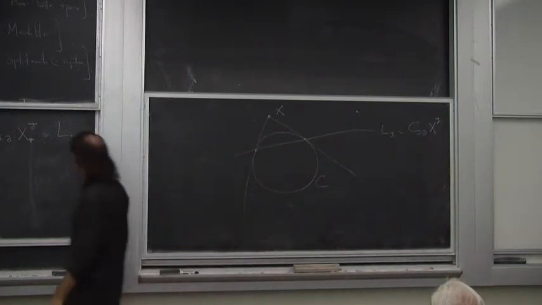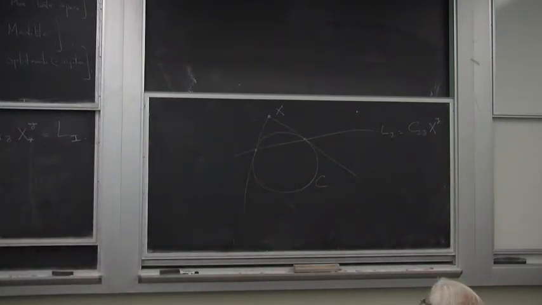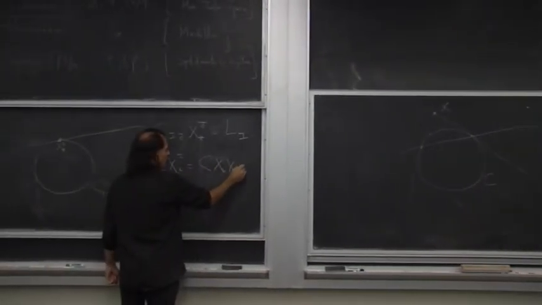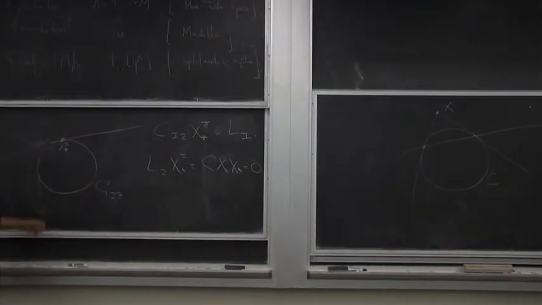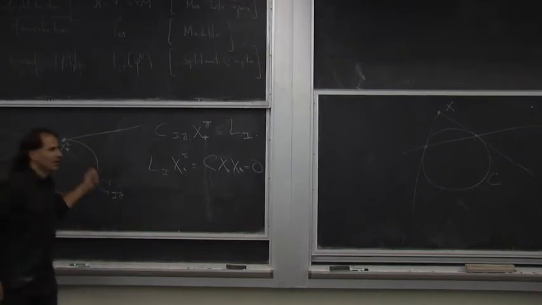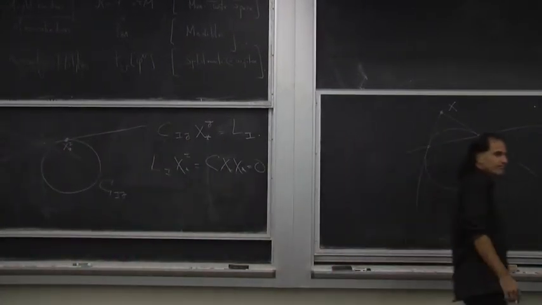It's just that here we could check that x star was on this line, simply because if I multiply Li x star i, it's equal to C x star x star, which is 0, because x star was on the conic, whereas here it won't be 0.